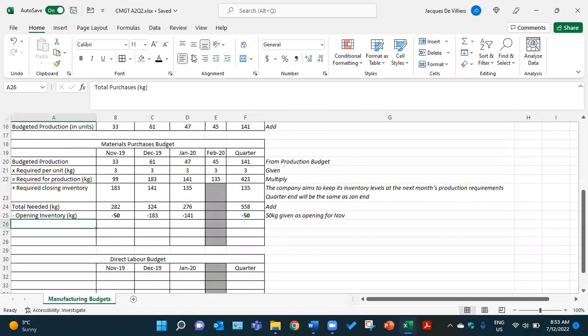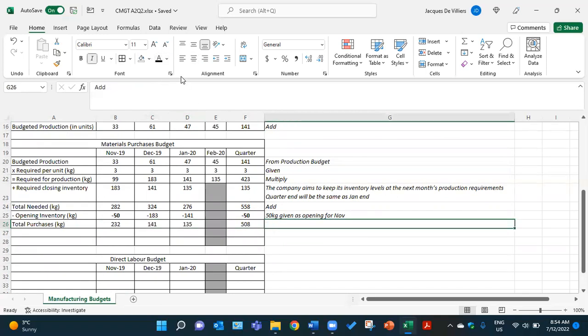Okay, and then we can simply subtract the opening inventory from the total that we need for each month and for the quarter. And then we can see exactly how much leather we are supposed to buy. Now we know, okay, I need to buy 232 kilograms of leather in November, 141 kilograms in December, and 135 in January. Okay. But at what price?